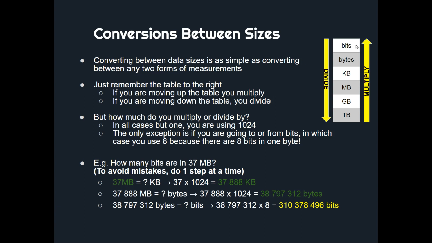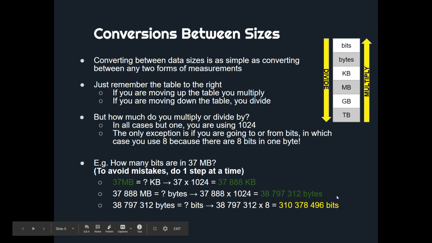And now we're finally at the stage where it's always a factor of 8. So in this one, we're going to be multiplying by 8. And we end up with 310,378,496 bits. So in 37 megabytes, which is nothing, we have over 300 million bits.